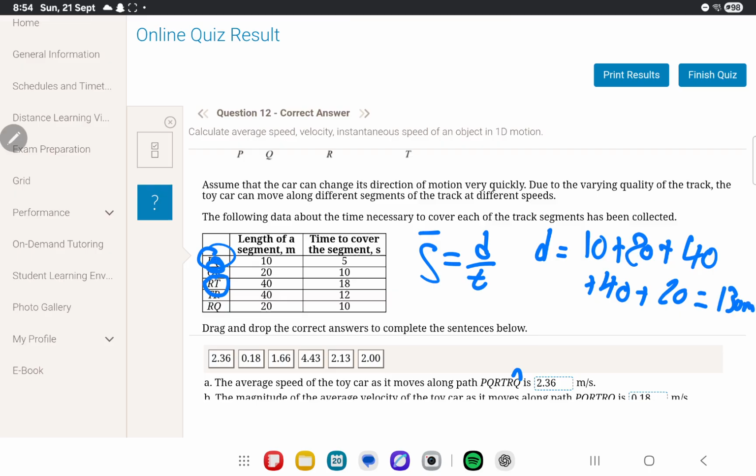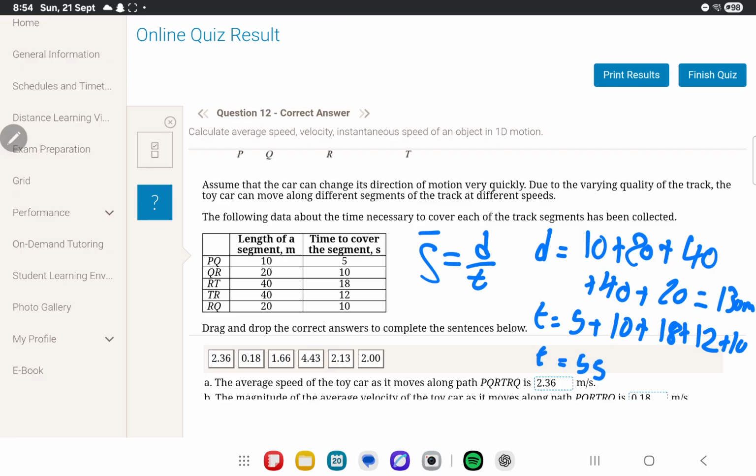Okay, now let's find the time it took. From P to Q, it's going to be 5 seconds. So T is equal to 5 plus, then Q to R, it's 10 plus, RT is 18 plus, TR is 12 plus, RQ is 10. So it's going to be 5 plus 10 plus 18 plus 12 plus 10, which gives me T equals 55.